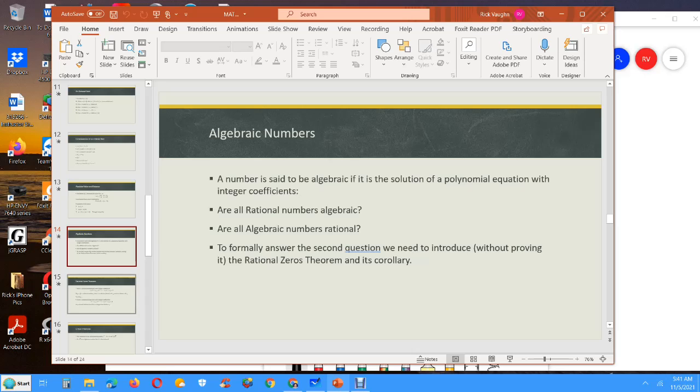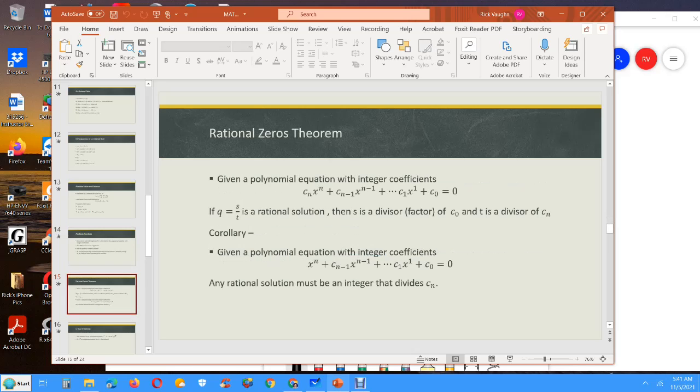So we'll introduce the rational zeros property that says that if you have a rational solution to a polynomial of this form, it has to be of the form s over t. Then the numerator has to be a divisor of the term that doesn't have any of the variables in it, and the denominator has to be a divisor of the leading coefficient.